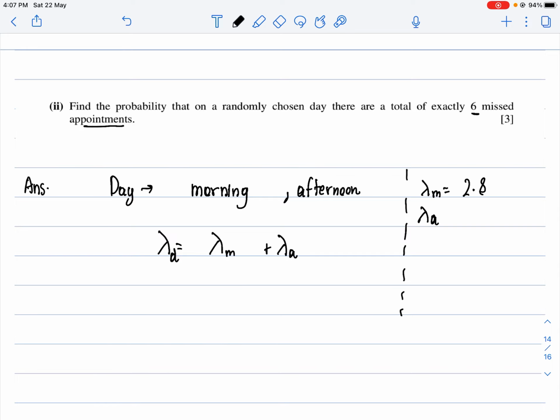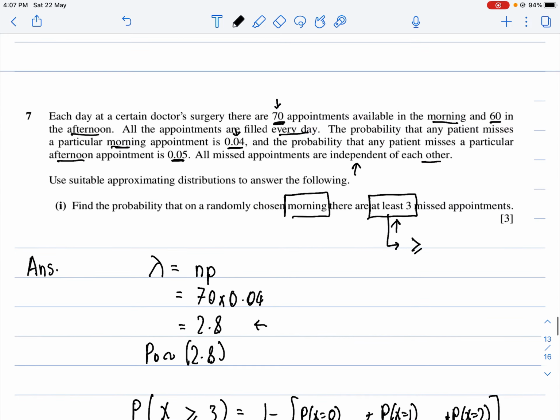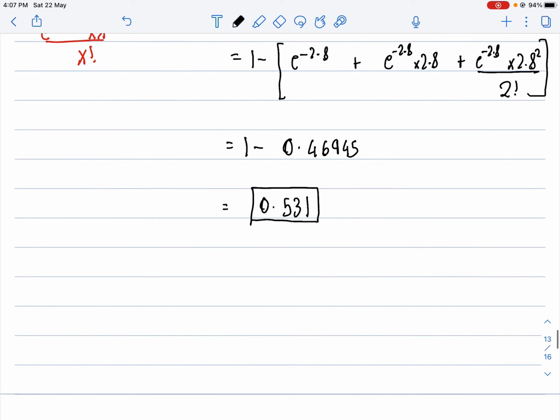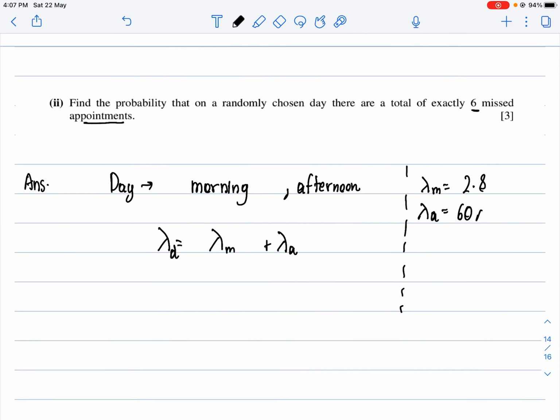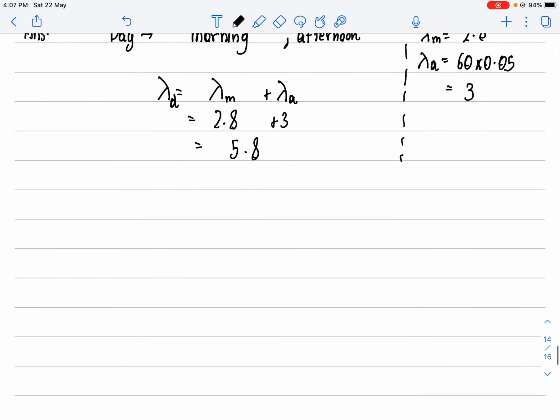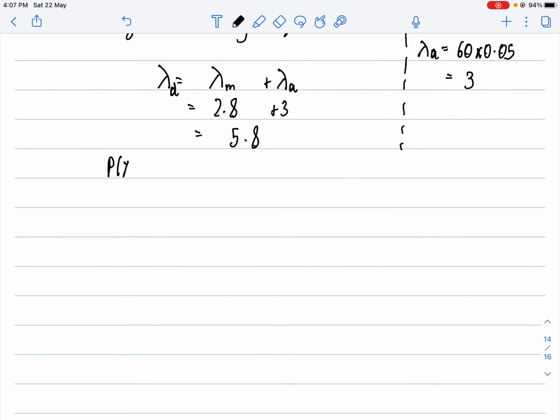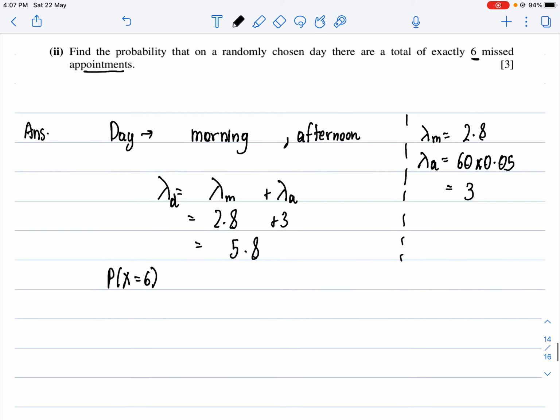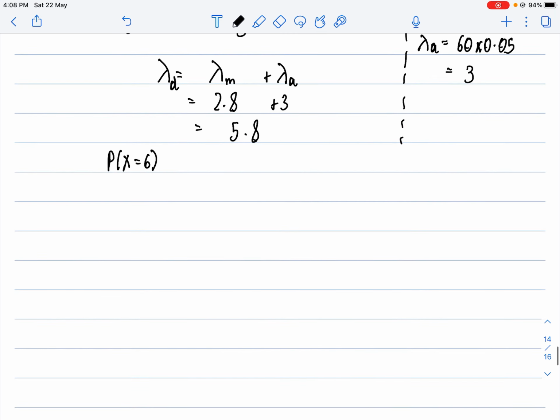Now the lambda of the afternoon is simple. I know in the afternoon there are 60 appointments and the probability of missing them is 0.05. So I can simply do 60 into 0.05, which gives me the value of 3. So I can do 2.8 plus 3, which gives me the answer of 5.8. So now I know this is my final lambda. Now I need to calculate the probability that there are exactly 6 missed appointments.